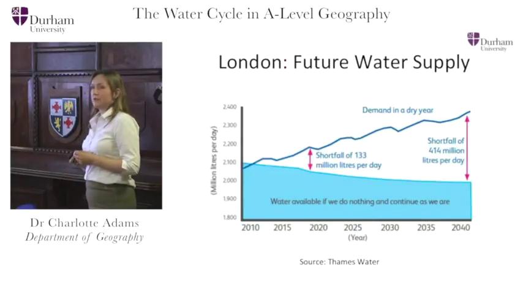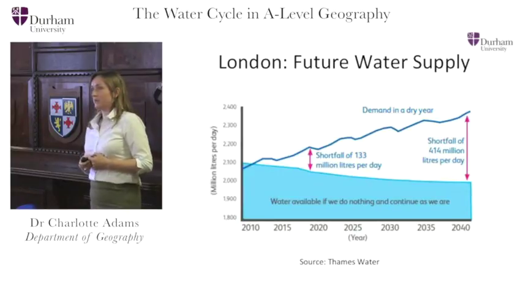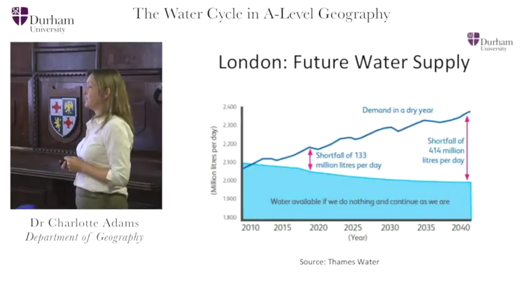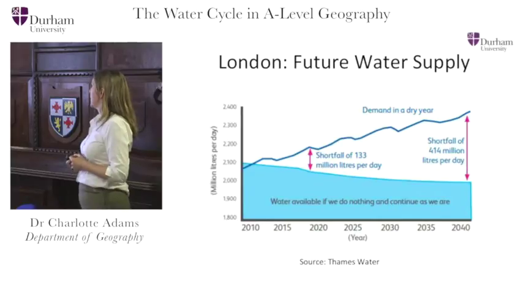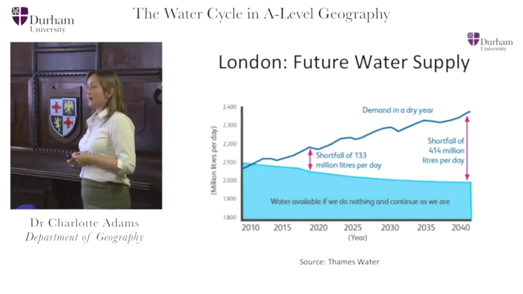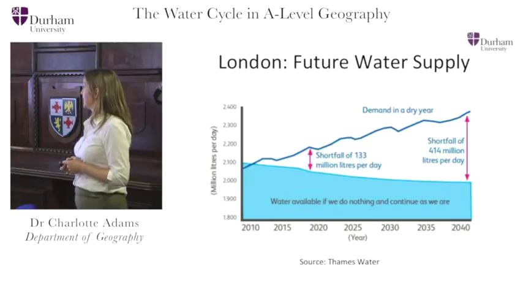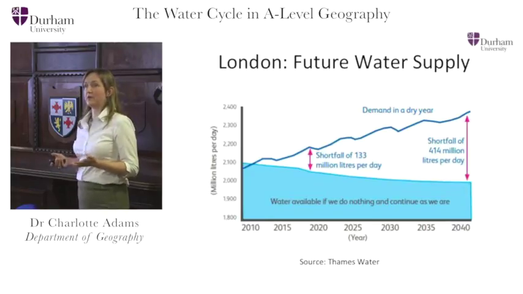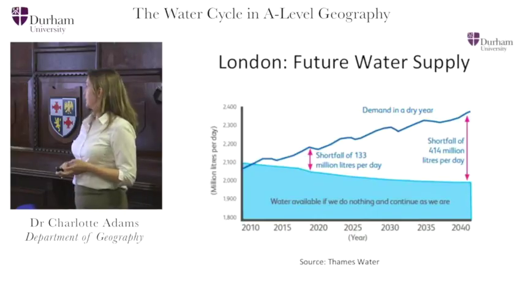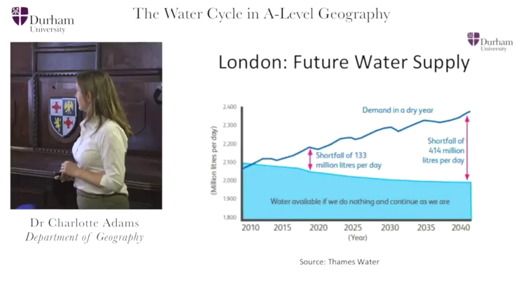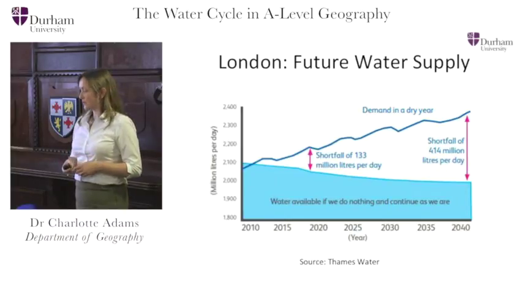And to use London as a case study, at the moment there's a problem. We have a shortfall of 133 million litres per day, and things are only going to get worse. By 2040, that has quadrupled to 414 million litres per day. So what does that mean in terms of people that don't have water? That's 2 million people in London without their water supply at that time. So Thames Water are developing some strategies to try and get around this.